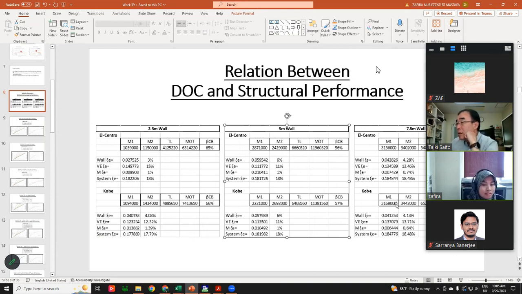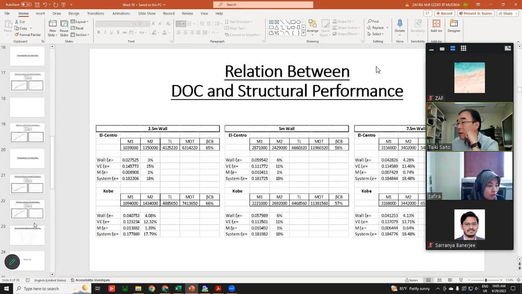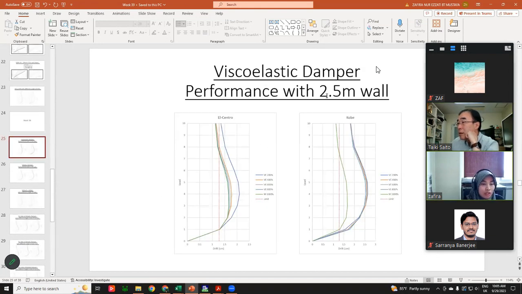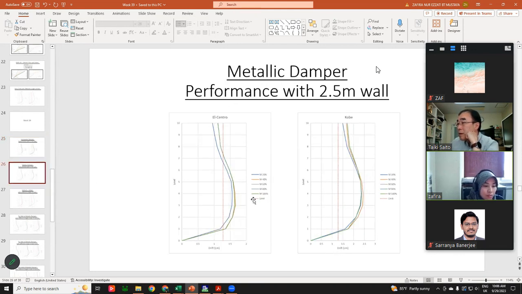And then we try to check if we can improve the shorter wall length, which is 2.5 meter. And this is based on viscoelastic. From this result, we can see that even with higher viscoelastic, we cannot achieve the target limit. And the metallic damper also exceeded the limit.